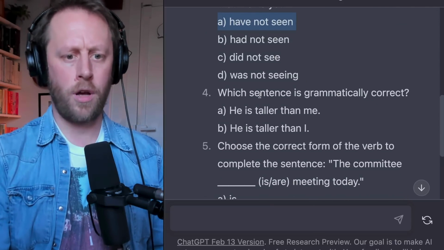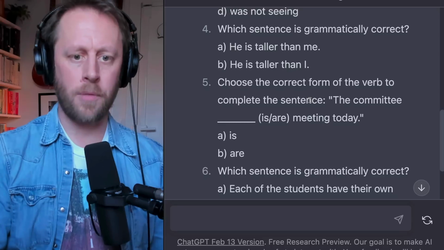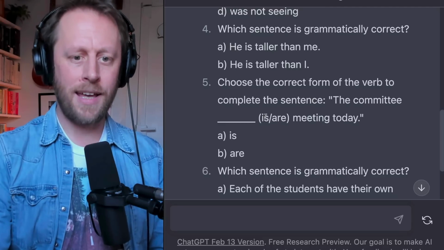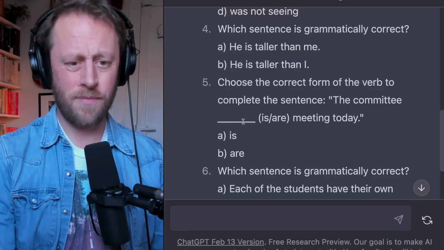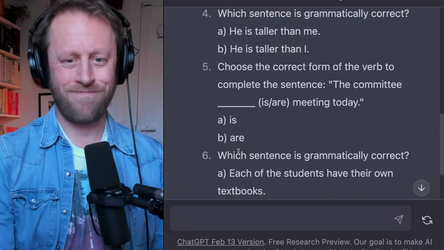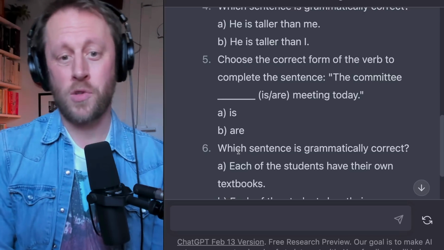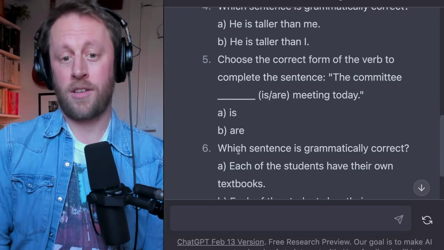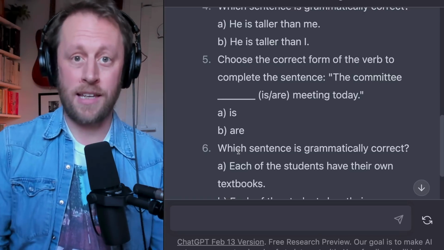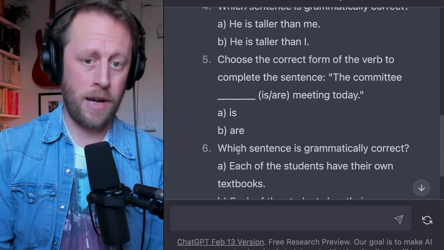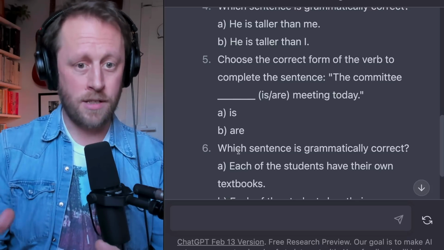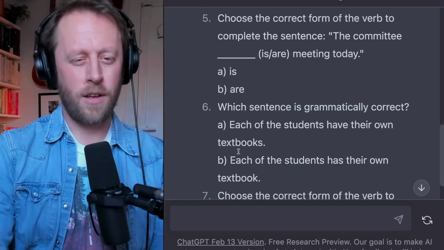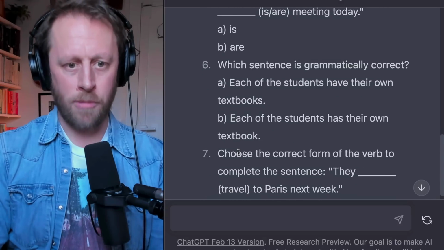Number 5, choose the correct form of the verb to complete the sentence. The committee is/are meeting today. The committee is. The committee are. To be honest, this is one of those ones that could be either. It could be a singular thing or it could be a plural thing, depending on how you consider the word. It could be a number of people or one unit. Interesting.